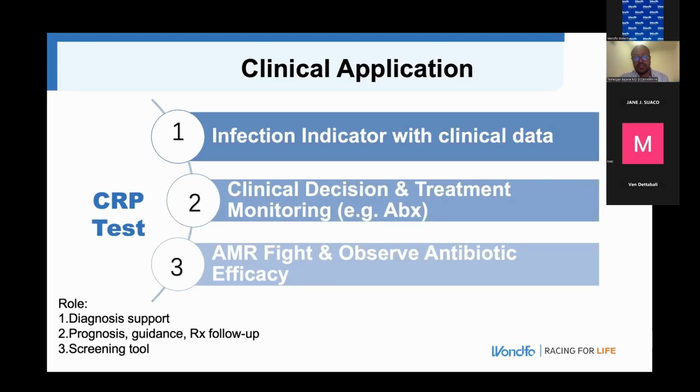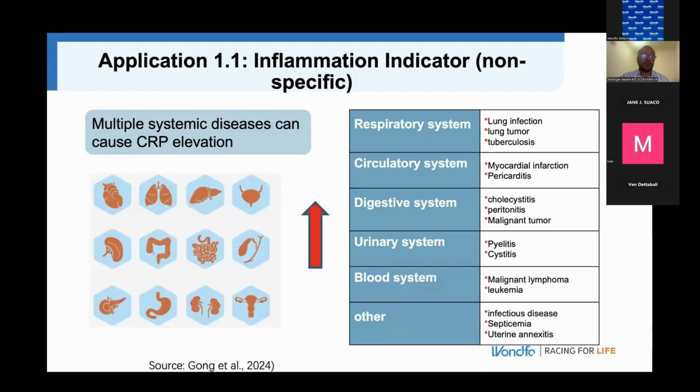For example, to give antibiotics or not to give antibiotics for a lower respiratory tract infection, or to de-escalate and so on. And it's an important tool to fight antimicrobial resistance. And with that, we can even observe our antibiotics efficacy and so on. So there was a summary that's put into CRP as a tool for diagnosis support, prognostic guidance, and antibiotics treatment follow-up, as well as a screening tool.